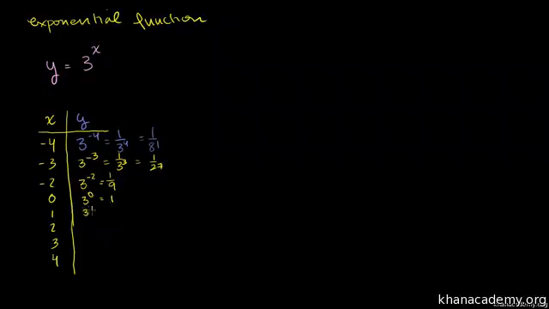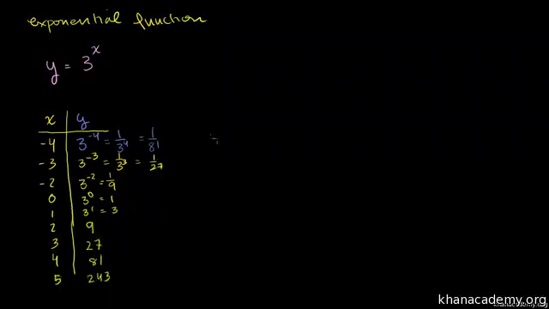Now we have 3 to the 1st power. That's equal to 3. Then we have 3 to the 2nd power, right? y is equal to 3 to the 2nd power. That's 9. 3 to the 3rd power, 27. 3 to the 4th power, 81. If we were to put the 5th power, 243.